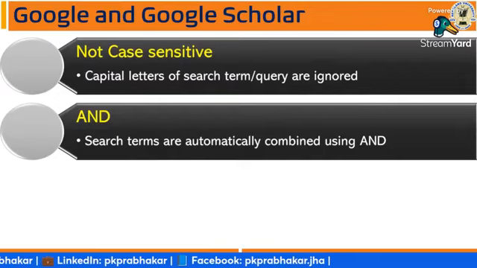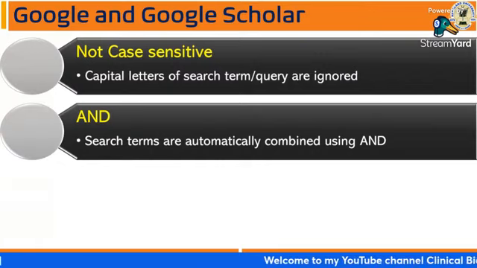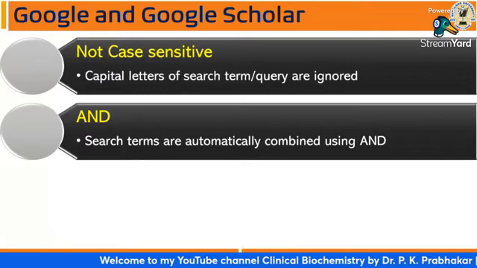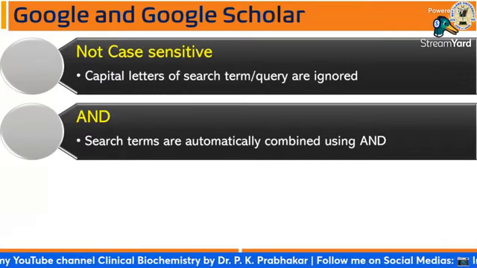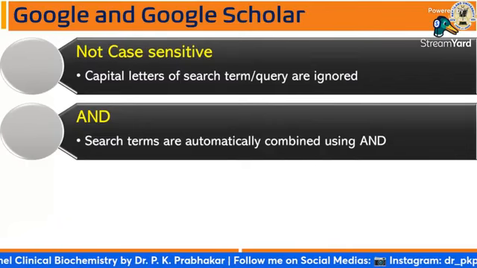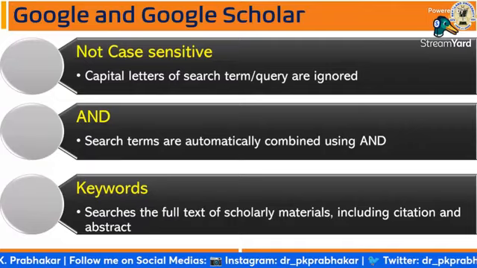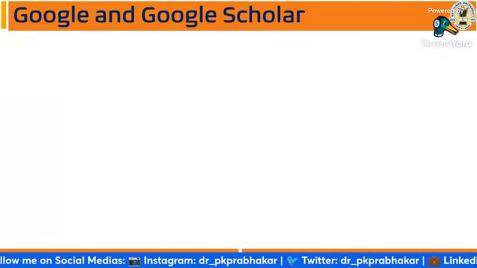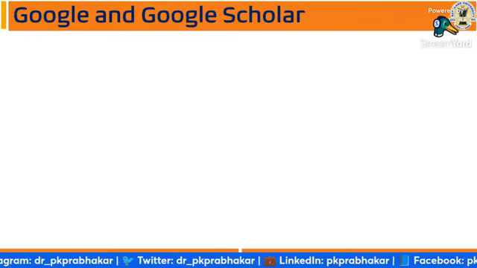I have told you about the different Boolean operators we can use: and, or, not. If you use anything with two or more different words, it will automatically be combined using a Boolean operator, that is AND. Third, you should do a keyword-based search, and it will give you a better result. Other than this, there are some ways we can increase the efficiency of our Google searches.